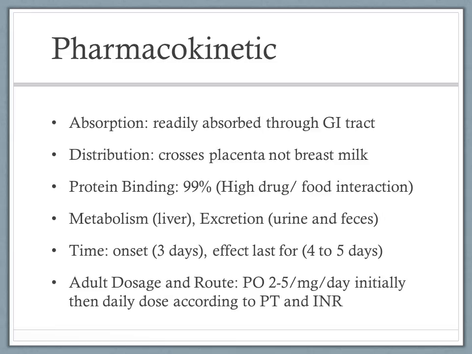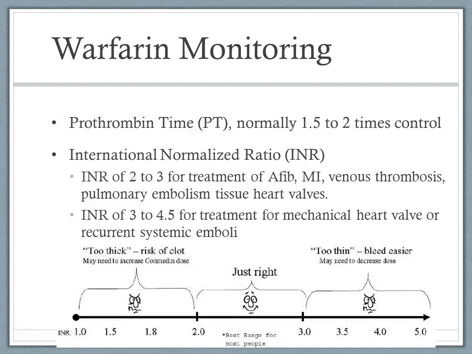For adults, the PO dosage is 2 to 5 mg per day initially and then adjusted daily according to the PT and INR lab results. Two important lab tests in warfarin monitoring are prothrombin time, PT, and international normalized ratio, INR. PT is the most commonly used test to measure the effect of warfarin. It measures the time it takes for the clotting mechanism to progress.